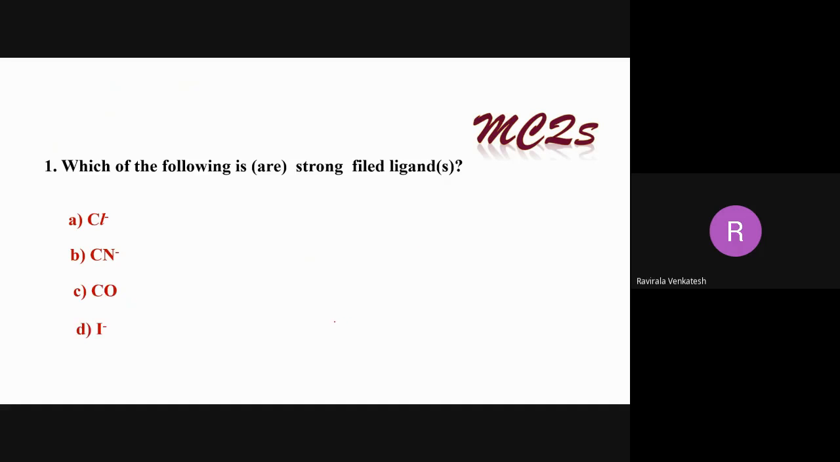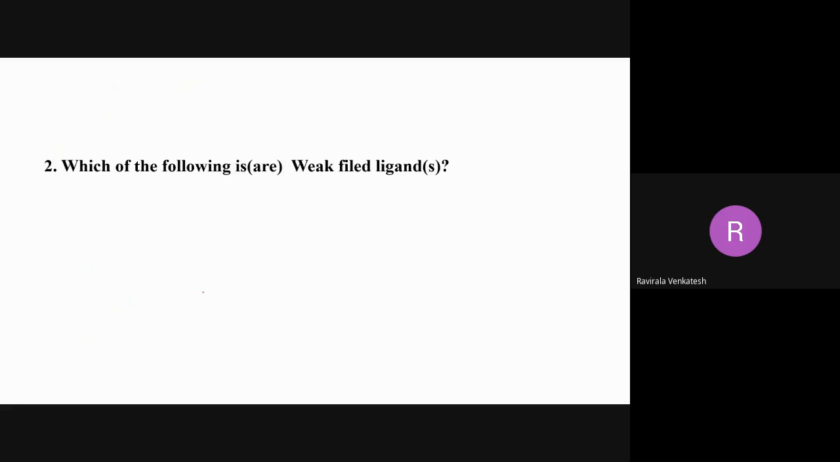The following is a strong ligand. Definitely, CN minus is stronger than carbon monoxide. But CN and CO are generally called strong ligands. These are the weak ligands. These are also weak ligands. The following is a weak ligand: Cl minus, even I minus is also weak. These two are weak ligands actually.